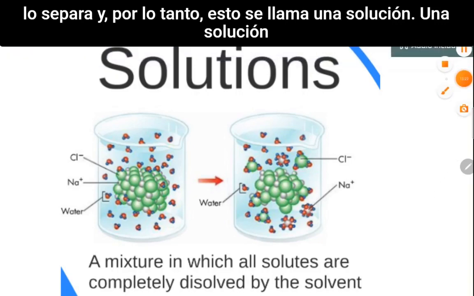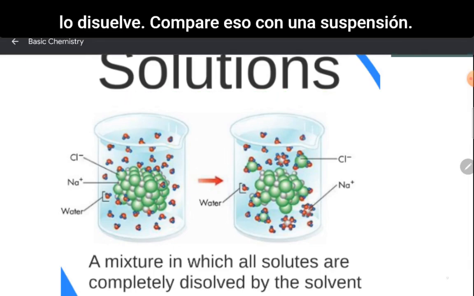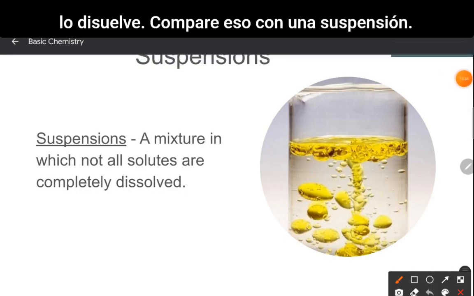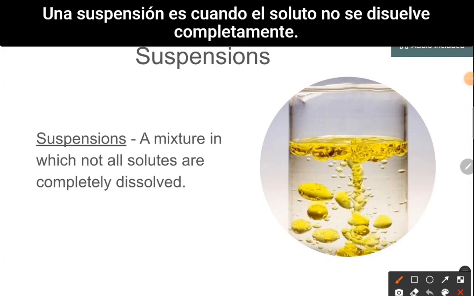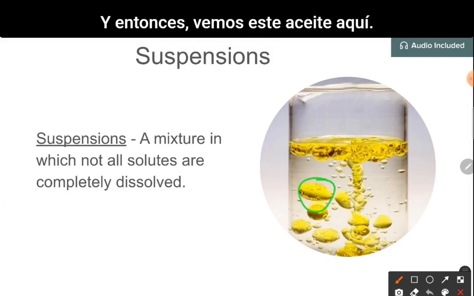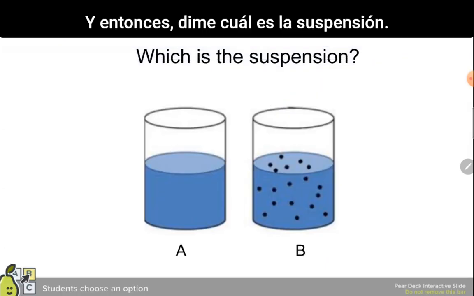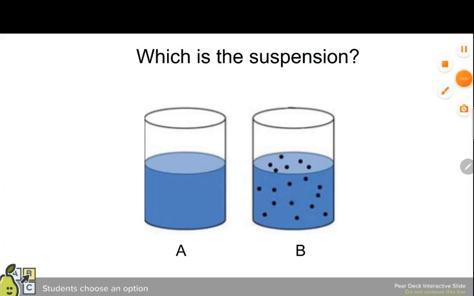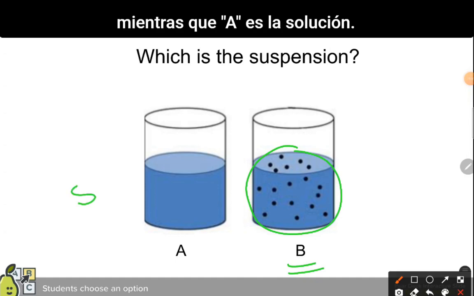And so this is called a solution. A solution is created when you put something into water and it completely dissolves. Compare that to a suspension. A suspension is when the solute does not completely dissolve. And so we see this oil here. It is not dissolving, it is floating. And so tell me, which is the suspension? Because we see the particles still floating, B is the suspension, whereas A is the solution.